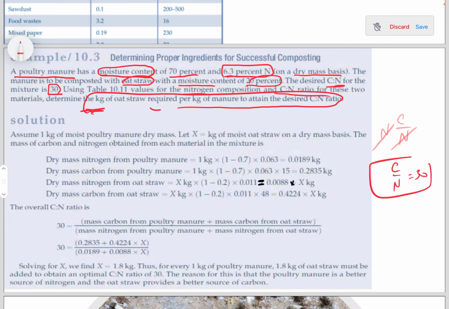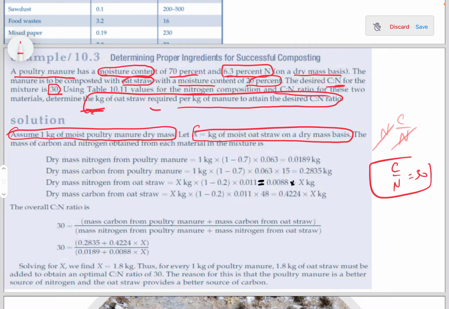Okay, so we'll do it like this. We're going to assume that we will have 1 kilogram of moist poultry manure. This is good that we have to assume it. And we're going to assume that X is the kilograms of moist oat straw. This is always happening. You have to assume 1 kilogram and the rest X.